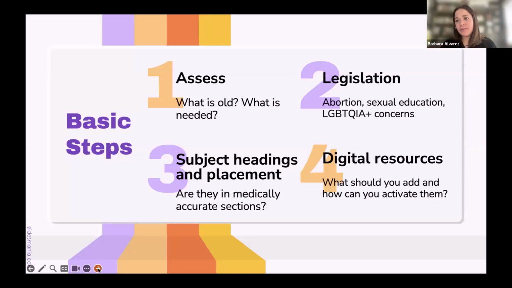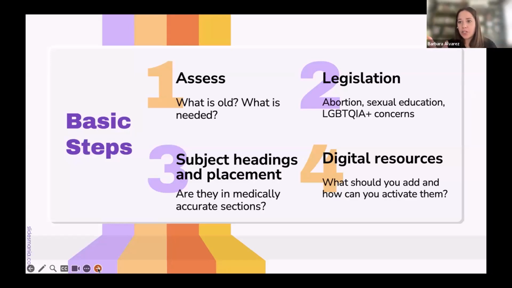And when I say old, what do I mean by old? On certain topics, like abortion: in 2022, the US Supreme Court overturned Roe v. Wade, which made abortion a state's issue. So technically, if your library had a book on abortion from 2021, that could be considered old at this point, because it might be outdated information depending on where you live and what's in the material. Other material might literally be old, from the 80s, the 90s, or the early 2000s. So old is relative depending on the topic, but consider what is outdated.